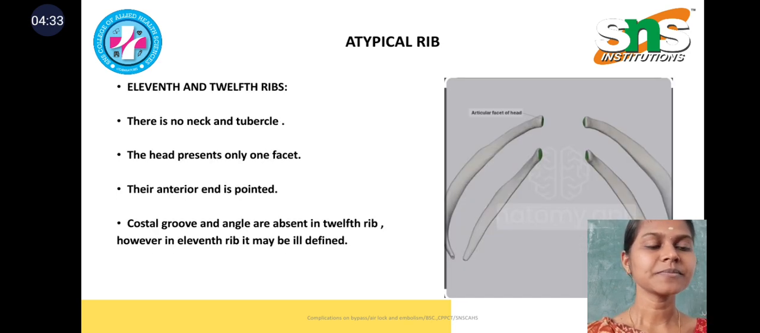The 11th and 12th ribs have no shafts, no twist, no necks and no tubercles. They have 1 head in the posterior part, and they are not attached to the sternum. They are typically ill-defined. Thank you.